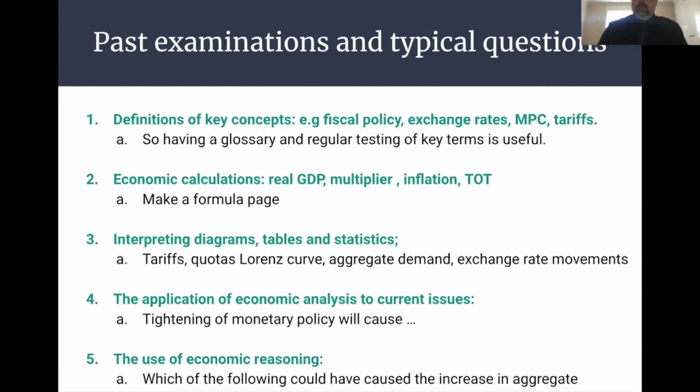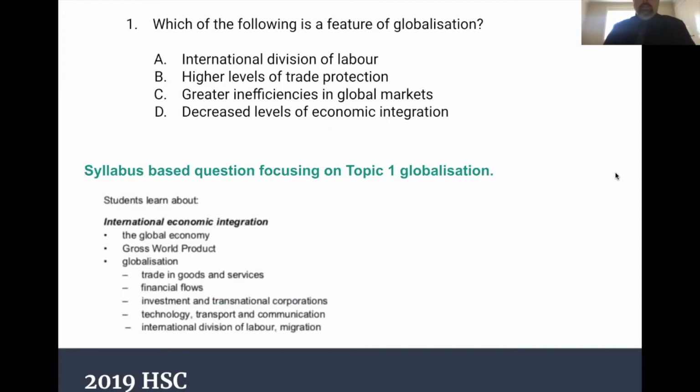The next one is that questions are around economic analysis of current issues. For example, tightening of monetary policy will cause, and typically we're in a situation now where monetary policy and the cash rate are at their lowest levels. So it's interpreting economic analysis of current issues and the reasoning. Which of the following could have caused an increase in aggregate demand? Then you've got to go through the alternatives and see which one would apply. All right, so let's have a look at some past questions.